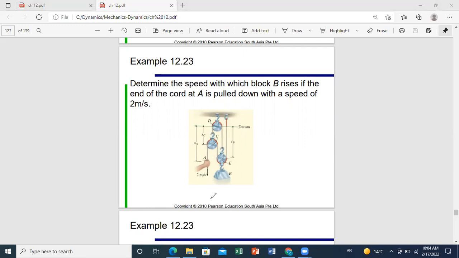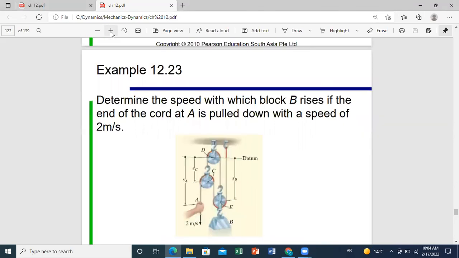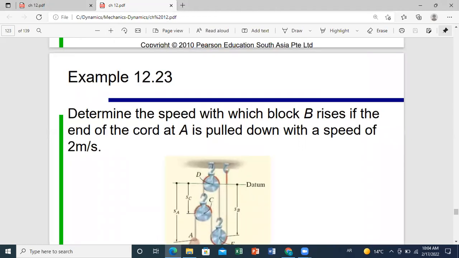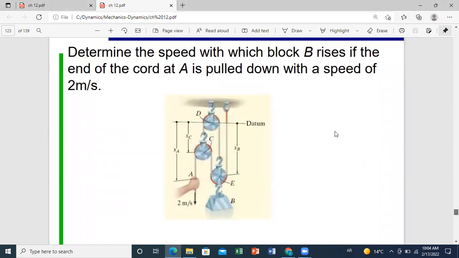Doctor, before you continue, can you please zoom in a little bit? Yeah, 1 second. It's fine like this? Yes, it's much better. Okay.